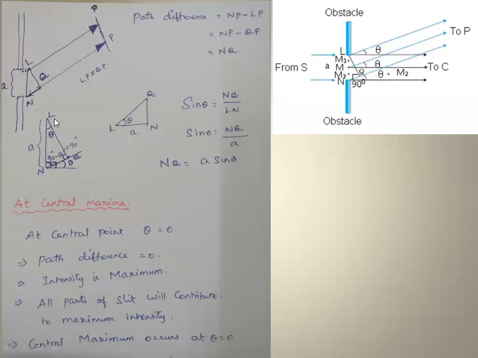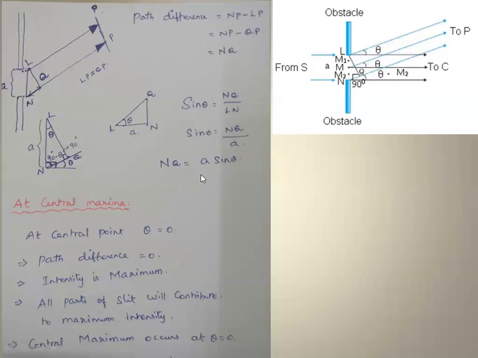What is LN actually? LN is the length of the slit, which is considered as A over here. So we are substituting the value of A instead of LN. So sine theta is equal to NQ by LN, and LN is equal to A. If you take the A to the other side, NQ is equal to A sine theta. So this is the path difference that we will understand.